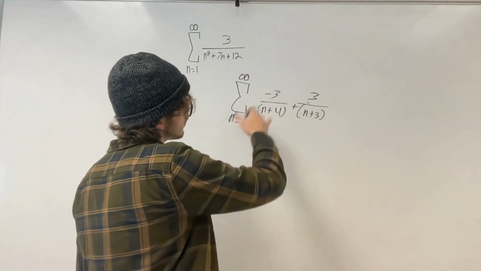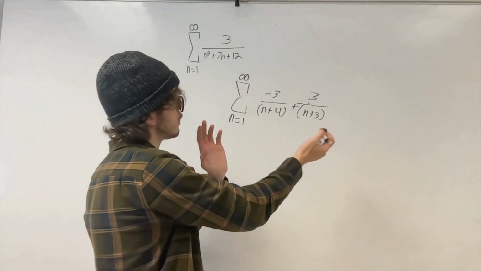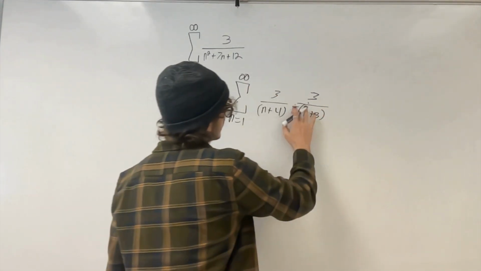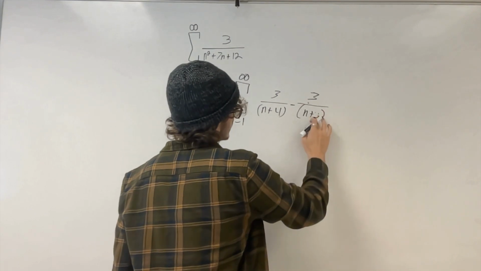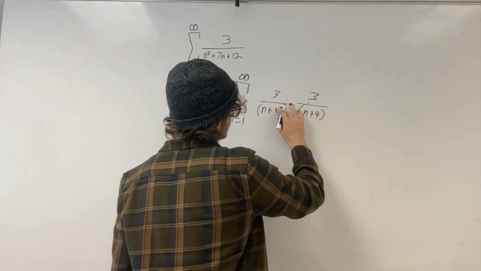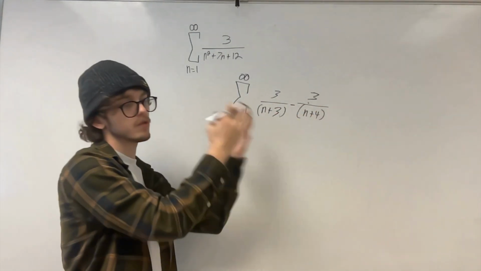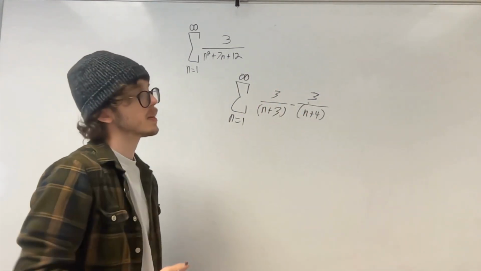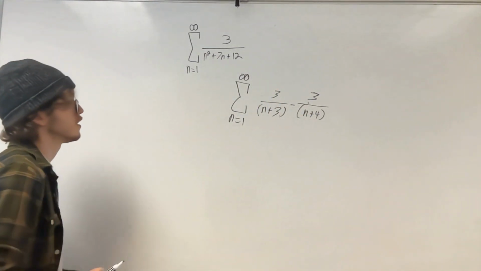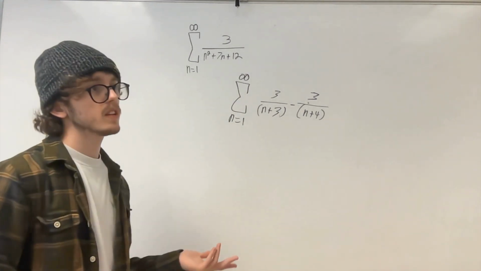I'm going to quickly rewrite this where I'm going to flip-flop each. So I'm going to say that 3 over (n plus 3) minus 3 over (n plus 4). So I just kind of swapped their positions and brought out the negative to make it nice and dandy for us. So let's evaluate this.